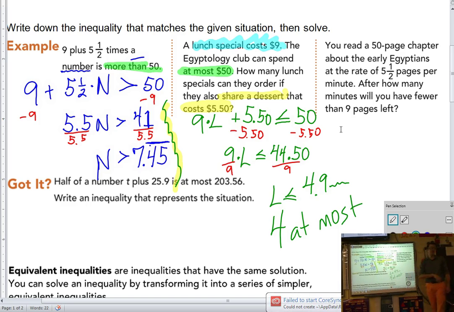Because I don't have to get all 4. I could get 3 or 2 or 1 or none. We could decide we don't want lunch and we're just going to split that dessert. That's not very healthy. It's not.